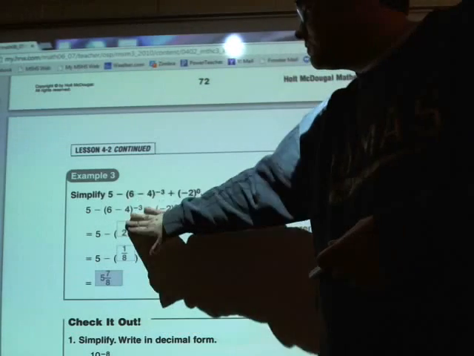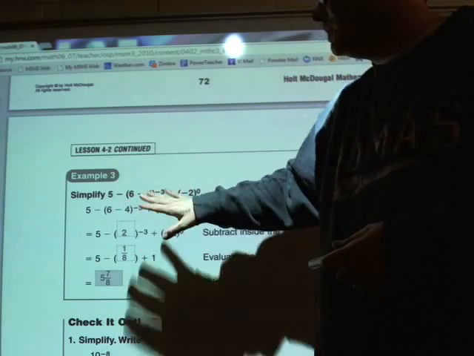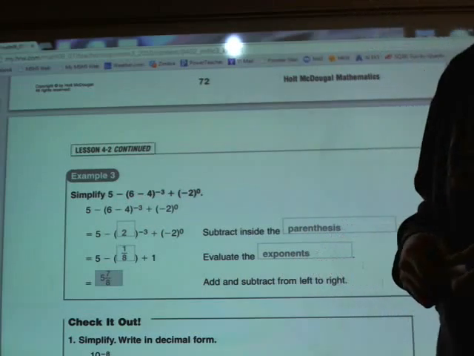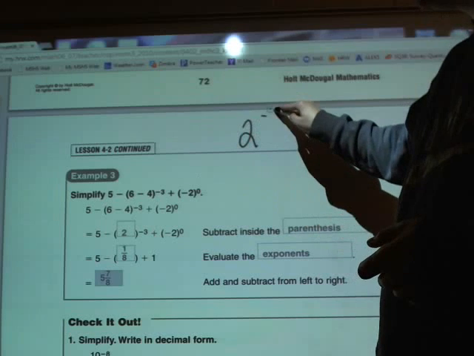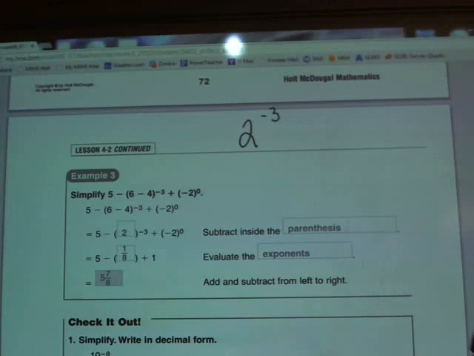We are going to spend some time working on this 6 minus 4 to the negative 3rd part. 6 minus 4 inside the parentheses is going to change into 2, and that's going to go to the negative 3rd power. Well, we already know what to do here because it's the same procedure we've been using.